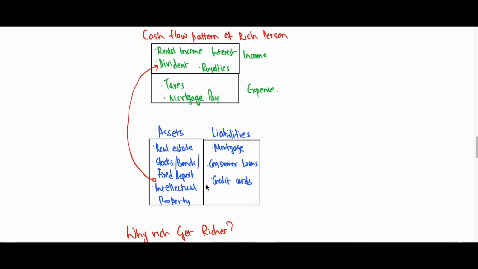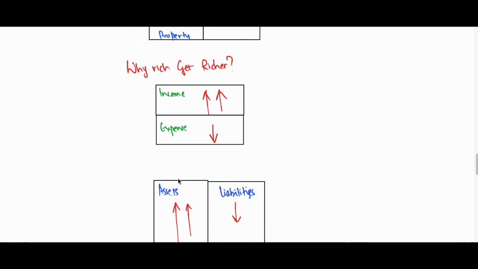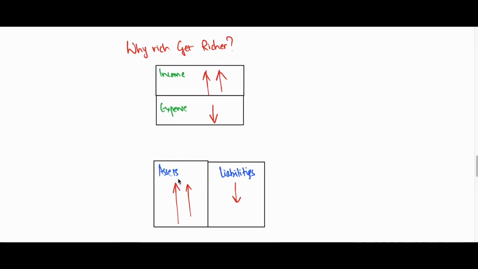Now we will again see why the rich are getting richer again and again. So the rich people have more assets as compared to liabilities. They have less liabilities, and their assets generate enough income, and this income will be able to pay for the expenses. So the leftover money after cutting the expenses will be used to build even more assets.